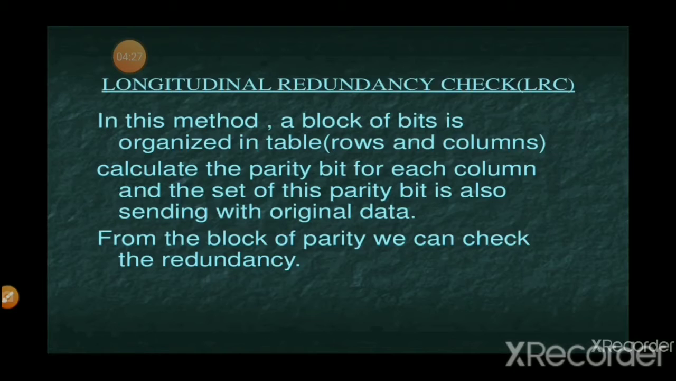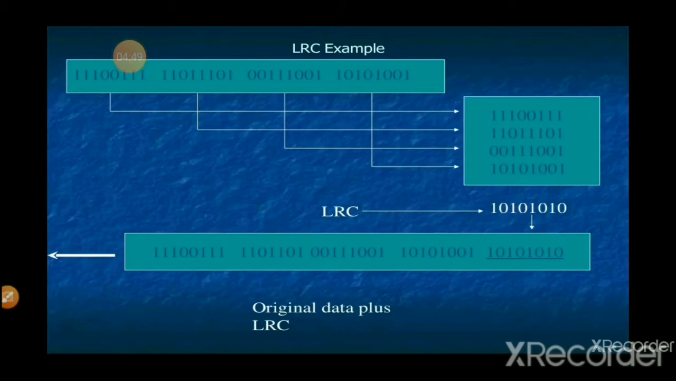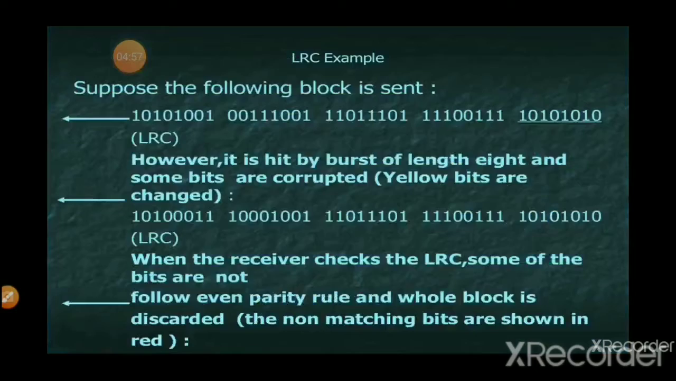Longitudinal redundancy check, LRC. In this method, a block of bits is organized in a table of rows and columns. Calculate the parity bit for each column, and this set of parity bits is also sent with the original data. From the block of parity bits, we can check the redundancy. The figure shows an LRC example: original data plus LRC.